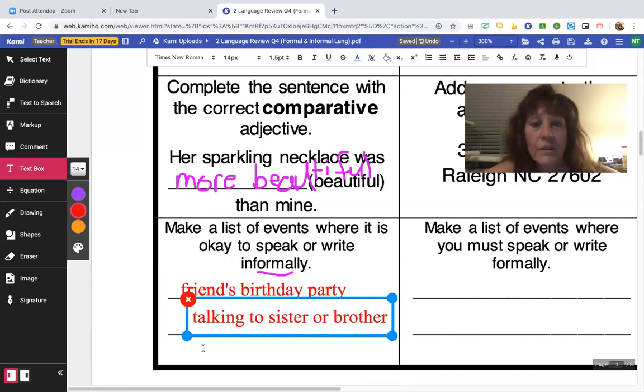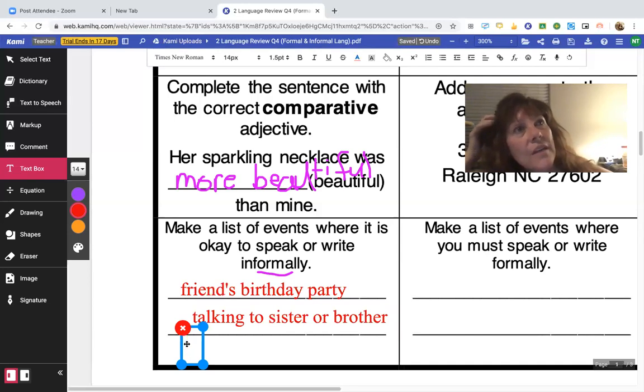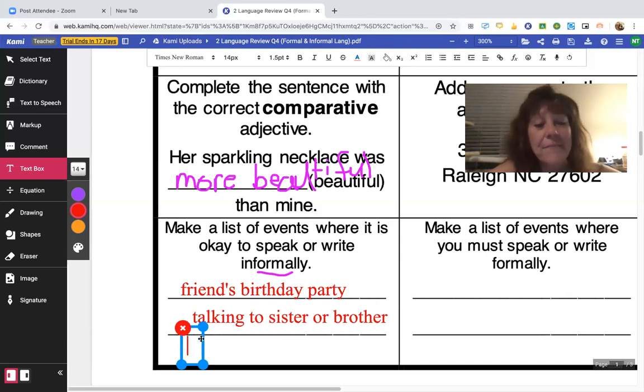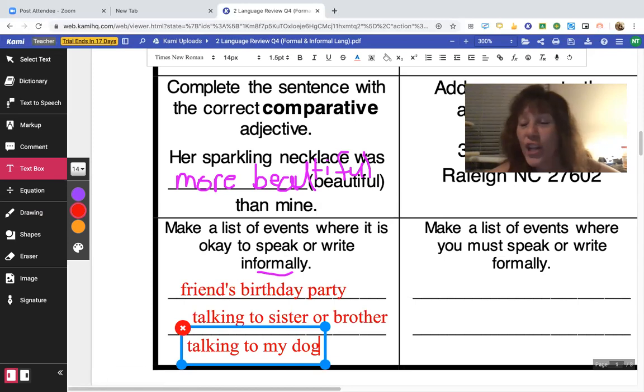Think of one more. Do you think if you're just meeting your new teacher for 4th grade next year that you want to speak informally? Would you say like, hey, dude? Would you say, hello, Mr. So-and-so, or hello, Mrs. So-and-so? Yeah, you'd probably be more formal if you're meeting somebody for the first time. What about if you were talking to your dog? I speak pretty formally when I talk to my dog, right? I don't call him sir. Well, maybe sometimes, but not usually.